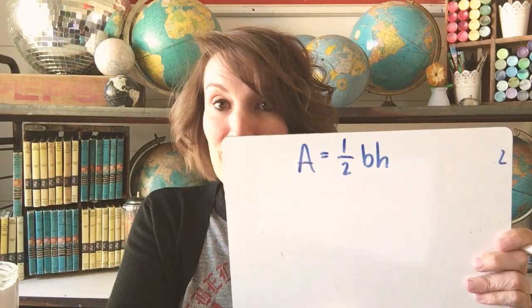And that is how we get the formula for, I should have had an eraser. Anyway, that's how we get a formula for the area of a triangle. Area equals 1/2 base times height. Area equals 1/2 your base times your height.